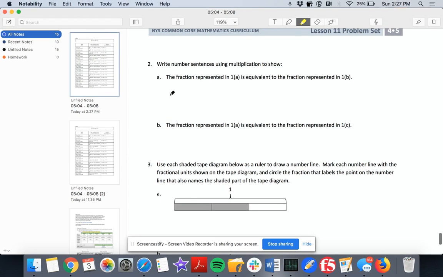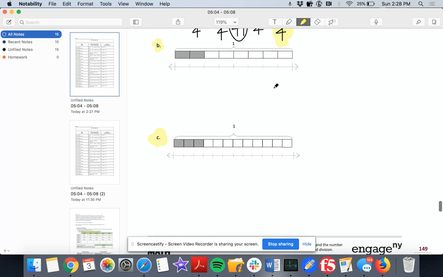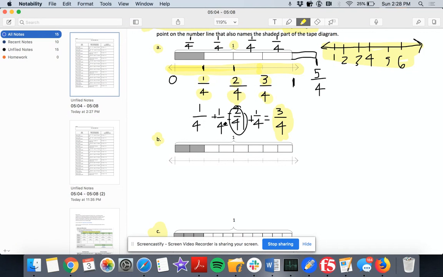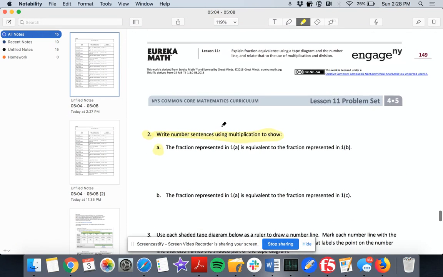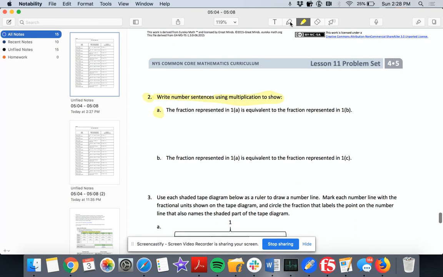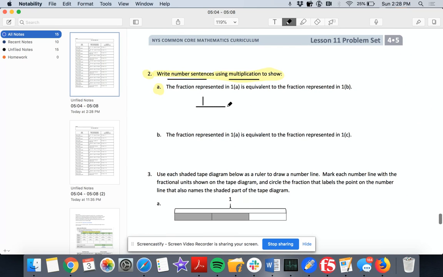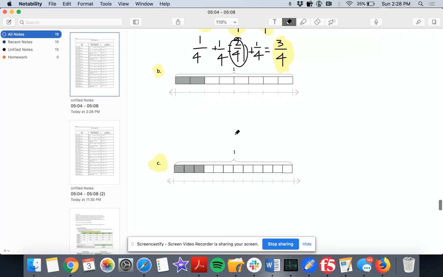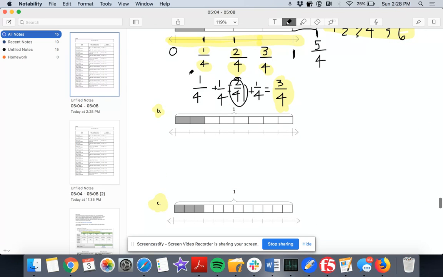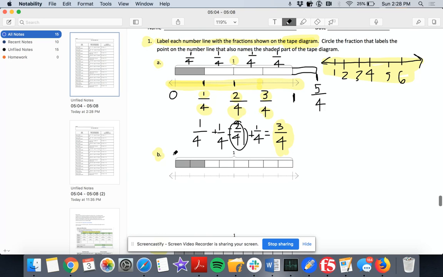Okay. And let's just look at 2a really quickly together. It's asking us to write number sentences using multiplication to show the fraction represented in 1a is equivalent to the fraction represented in 1b. I am just going to set you up because we didn't do 1b together. But we already know what to do. We're pretty good at multiplication, and we're pretty good at these number sentences. It's pretty much asking us to take our 1/4, which represents the shaded part, and prove that 1a is equal to 1b.